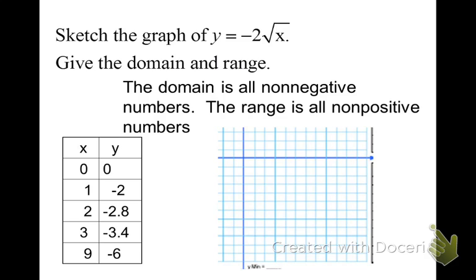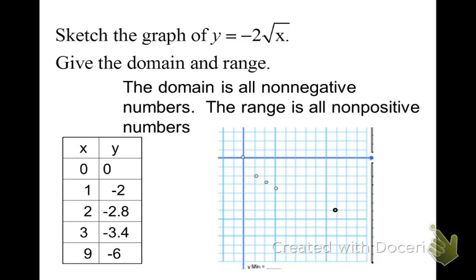So as I make my t-chart here and I start plotting some numbers, my inputs are going to be my x's, my outputs are going to be my y's. My domain is my x values, my range is my y values. So when I plug in 0 for x, that's the furthest number to the left that I can put in. The square root of 0 is 0, times negative 2 is 0. So that's why our first point is (0, 0).